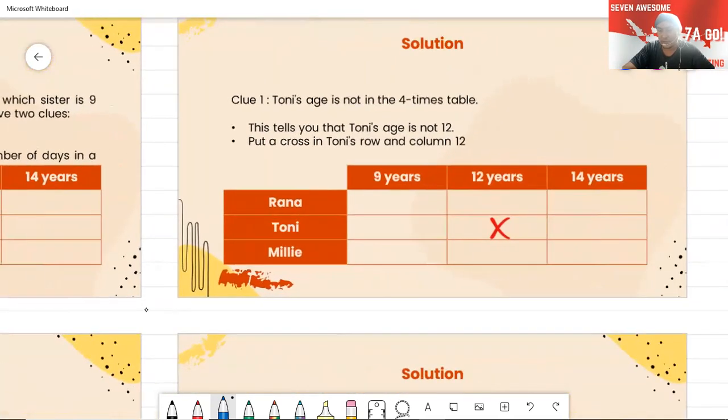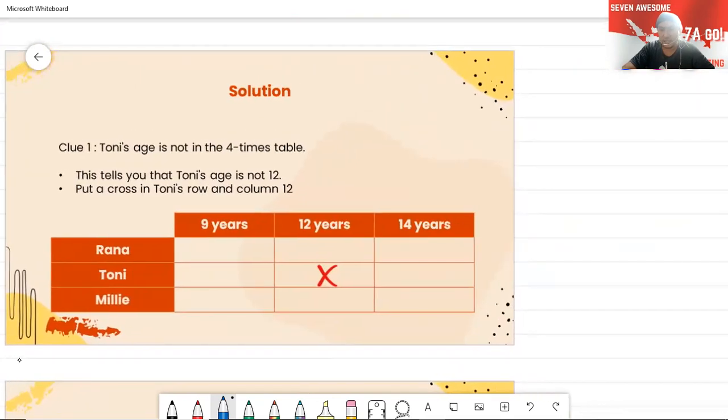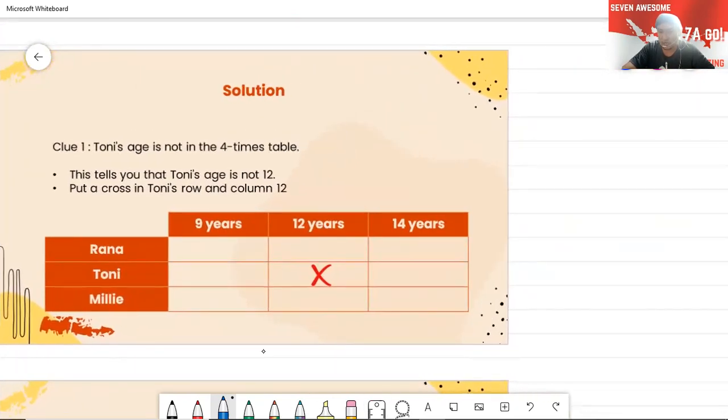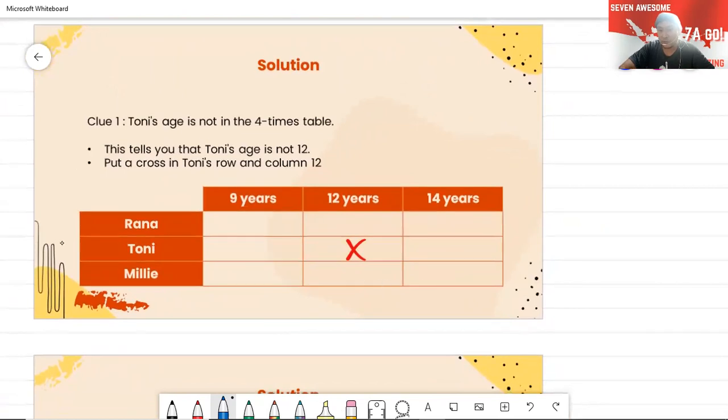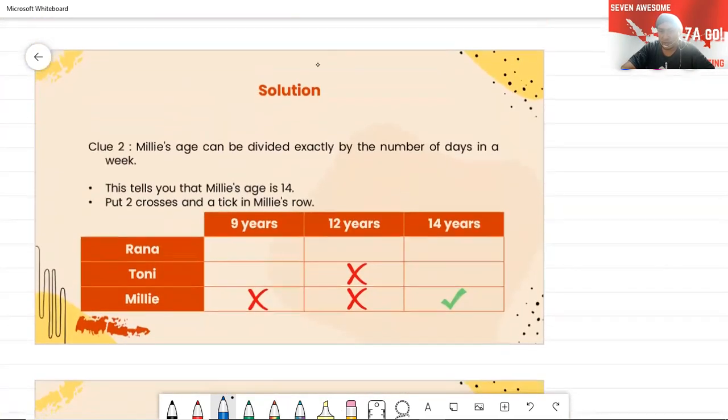Okay, now, the first clue. Tony's age is not in the 4 times table. It means that we can cross 12 years at Tony's section. Tony's, what do we call this? Row. Then, Millie's age can be divided exactly by the number of days in a week. Among these numbers, the number that can be divided exactly by the days of a week is 14. So we can point to 14 years on Millie directly, like this.